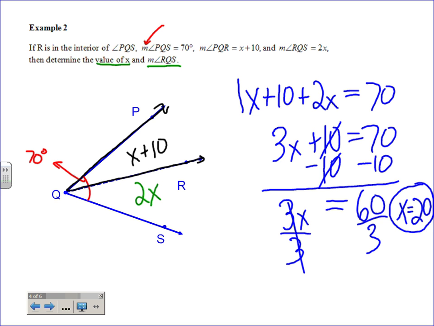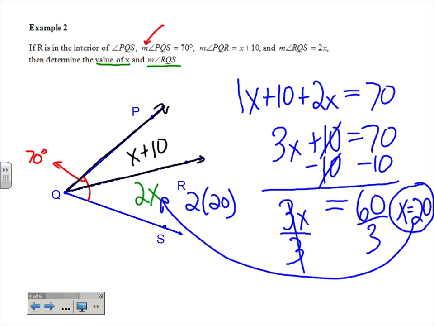Well, in this case, there's more for me to do because we have to find the measure of RQS, which means I'm going to take this answer and put it right in there. 4x, I'm going to replace it. That does not mean that RQS is 220 degrees. You have to take 2 times 20, and so RQS actually ends up being 40 degrees, right?